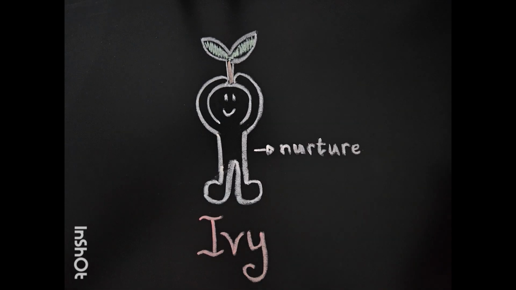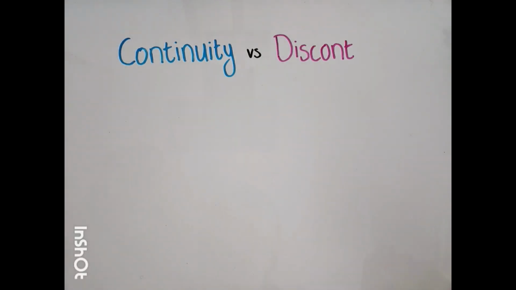Of course, she still relied on her genetics to help her with challenges as well, but she had an added element of support, the greenhouse that protected her. But she too grew strong and resilient. Next, we look at continuity versus discontinuity.